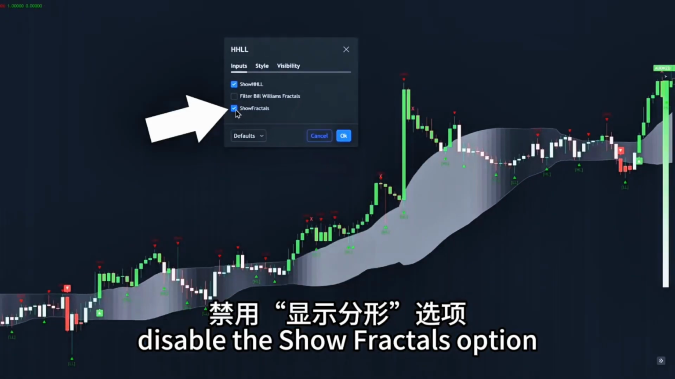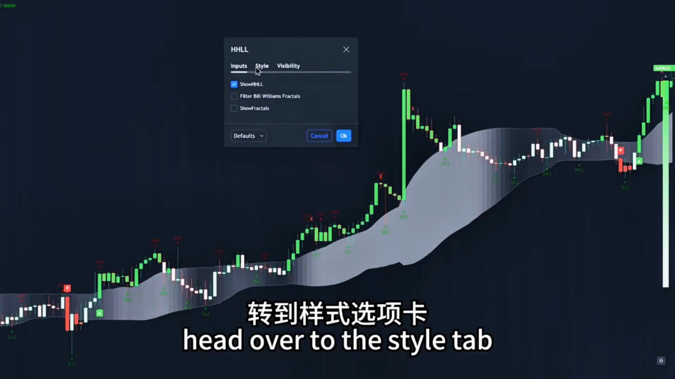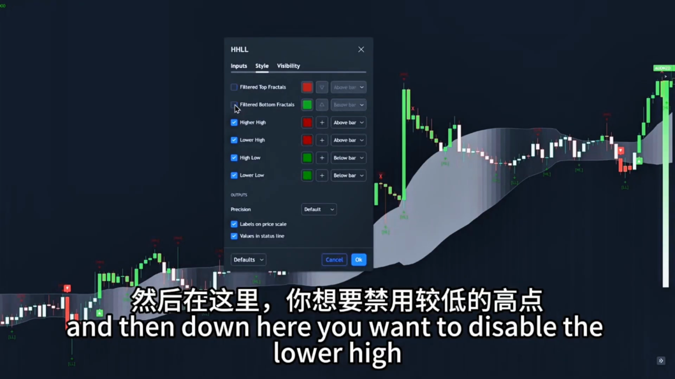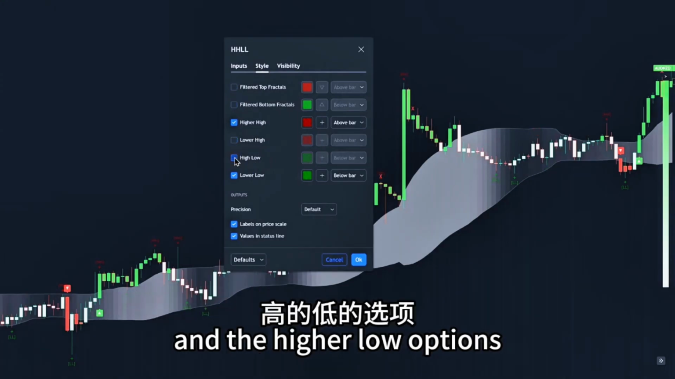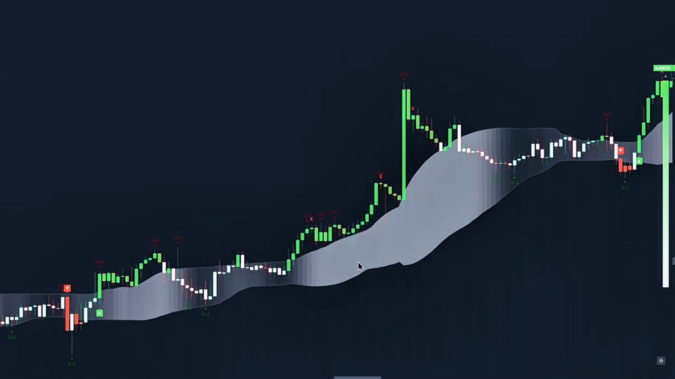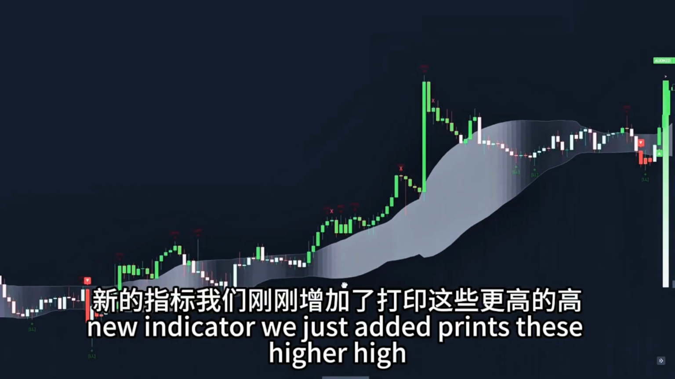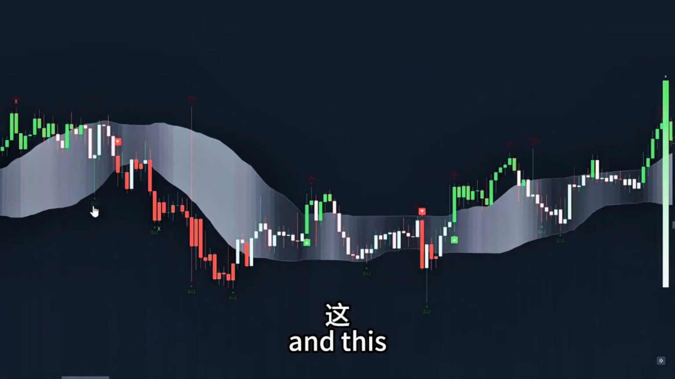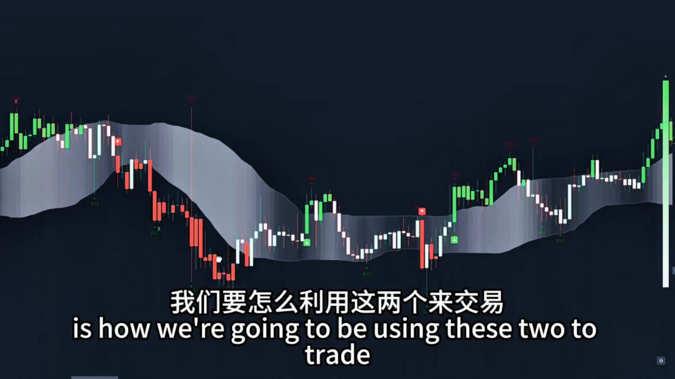Disable the Show Fractals option. Head over to the Style tab, and then here you want to disable the first two options. And then down here, you want to disable the lower high and the higher low options. After that, click OK. So this new indicator we just added prints these higher high and lower low levels on the chart. And this is how we're going to be using these two to trade.